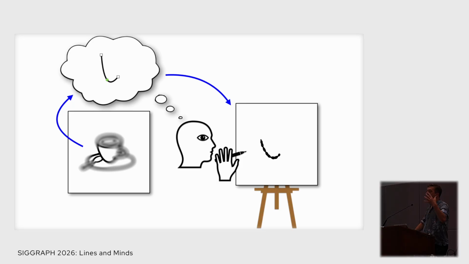Another interesting question is, what is the form of the mental representation people have? What do you store in your head in between looking at the source and drawing a curve?